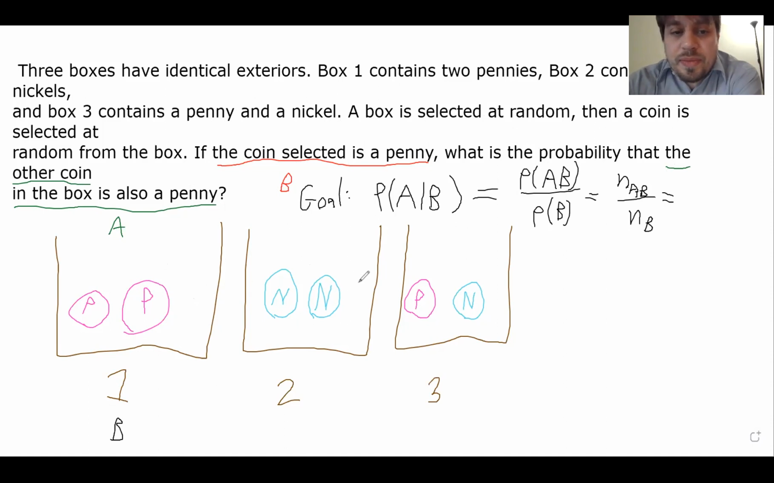So there's one way to do that. N(A∩B) is the number of boxes in which that could happen, right? So you have 3 choices for a box, but there's only one box in which you could select a coin that's a penny, and the other coin is also a penny. So N(A∩B) is 1. And then you divide it by N(B), where B is that the coin selected is a penny.